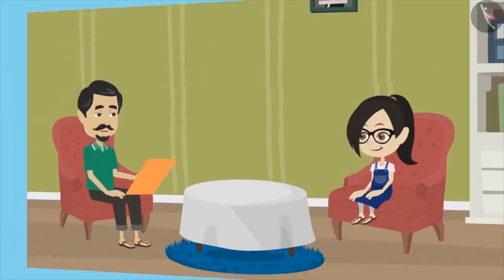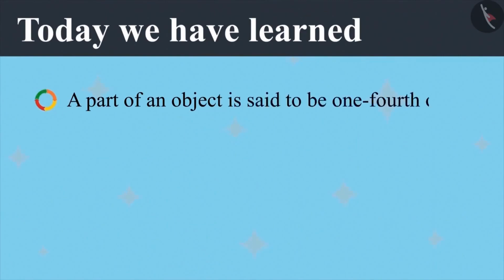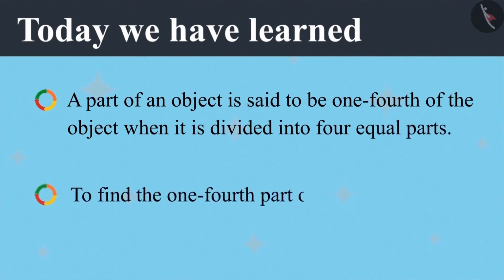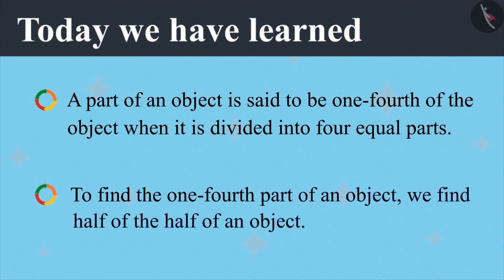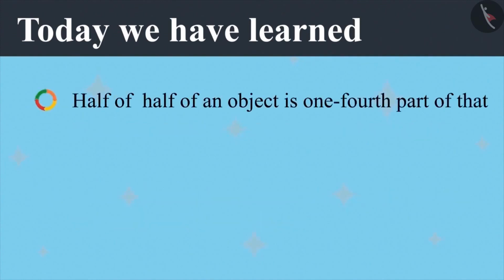Yes, Vandana. Today we have learned a part of an object is said to be 1/4 of the object when it is divided into four equal parts. To find 1/4 part of an object, we find half of the half of an object. We can also say that half of half of an object is 1/4 of that object.